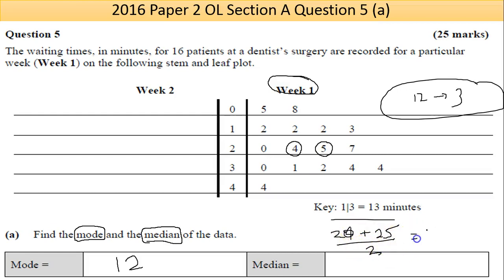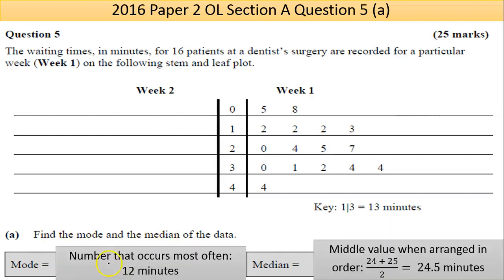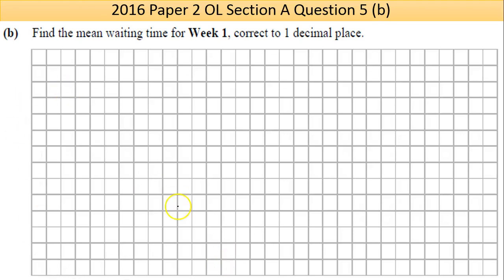So that's 49 divided by 2, which is 24.5. So 24.5 is my answer. Let's use the bad writing. So that's part A. The answers there are written in text. So have a pause now and have an attempt at part B, and I'll assume you're back.